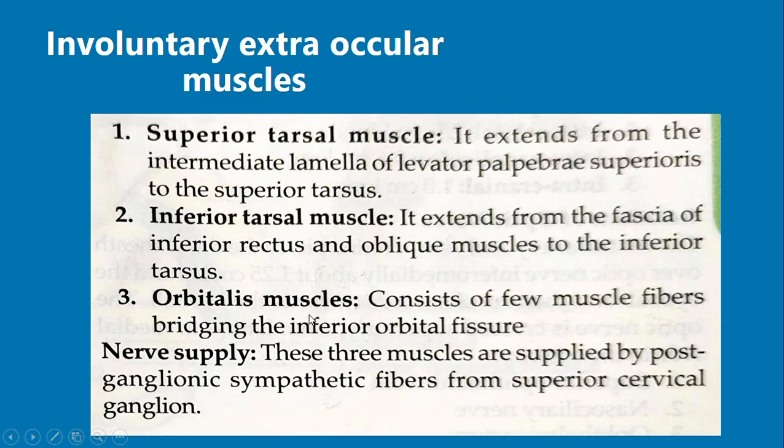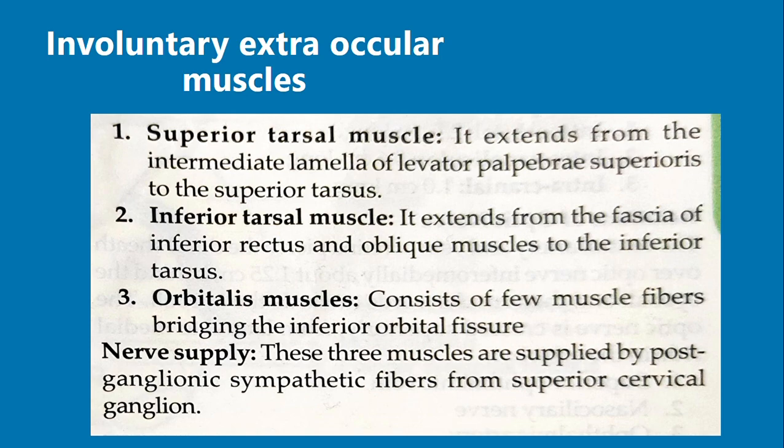Okay, then involuntary extraocular muscles. I have told you that in the group of extraocular muscles, voluntary muscles are more important. Involuntary muscles are also there. They are the superior tarsal muscle, inferior tarsal muscle, and orbitalis muscle. Superior tarsal muscle extends from the intermediate lamella of levator palpebrae superioris to the superior tarsal plate.